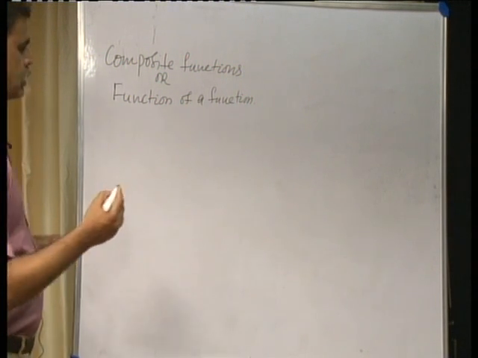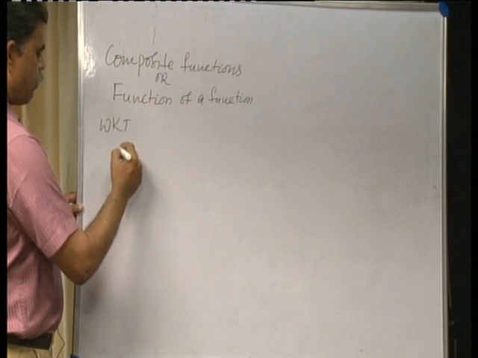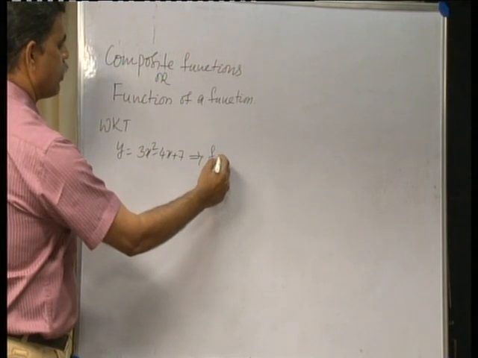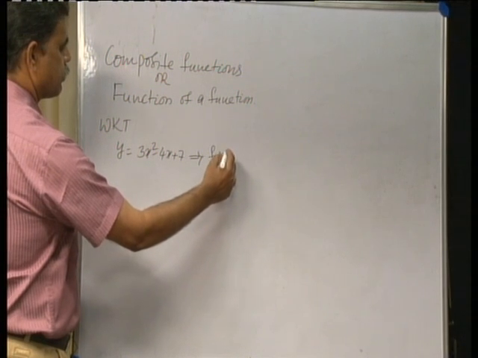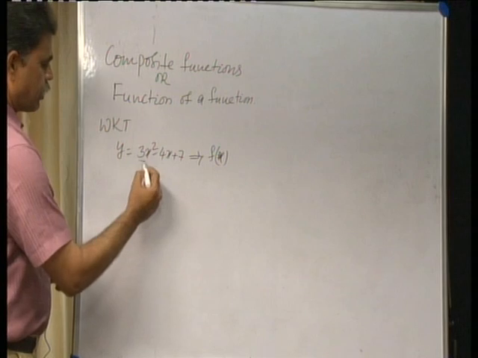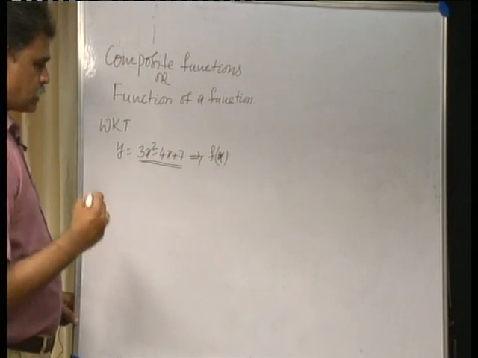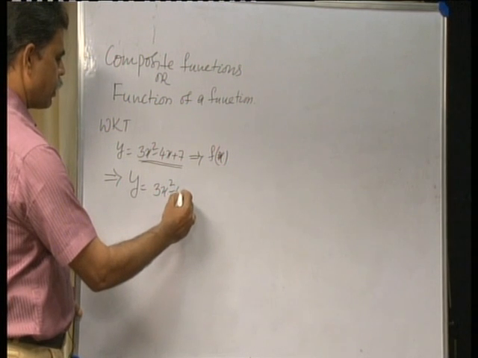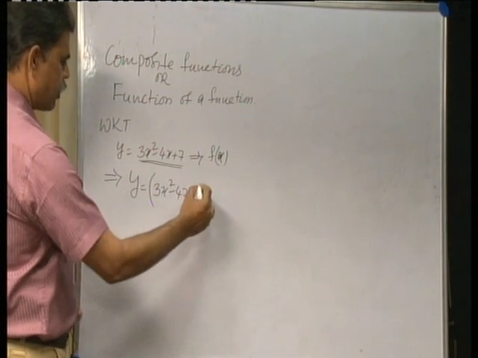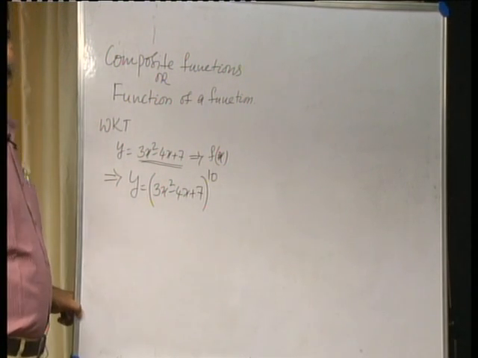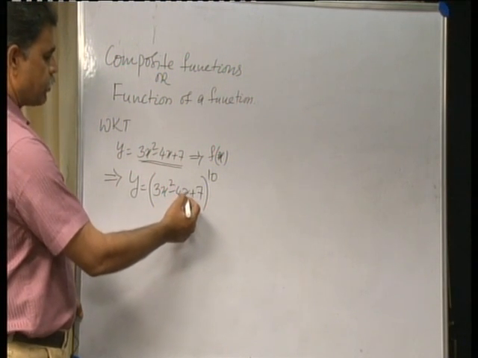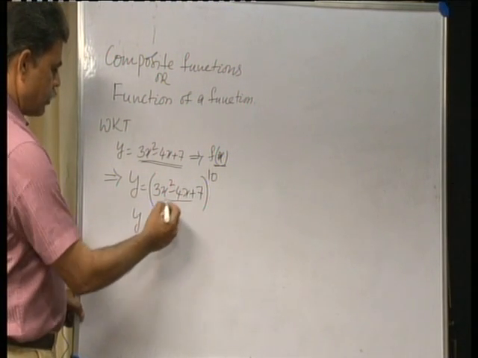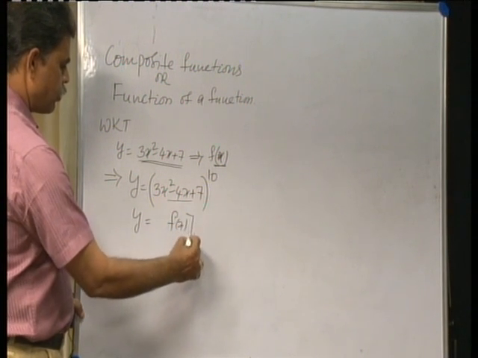I give you an example. As we know, y is equal to 3x square minus 4x plus 7 can be called f of x. This is a function of x. Suppose I write this function as y is equal to 3x square minus 4x plus 7 whole power 10. Since 3x square minus 4x plus 7 is already defined as f of x, then this is f of x to the power of 10.